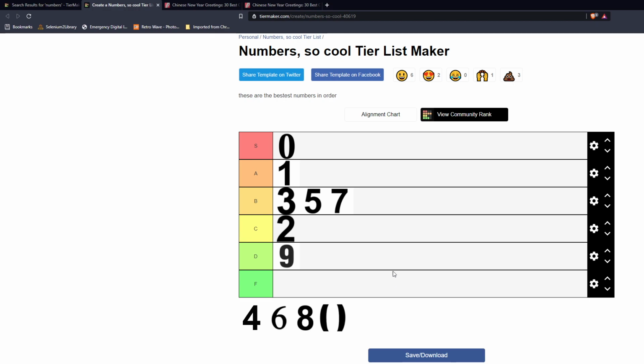And then at the bottom, I definitely think 4, 6, and 8 are all like trash numbers because these are just two component. 2 goes into 4 and 8. 2 and 3 go into 6. I mean, do you have opinions on this?